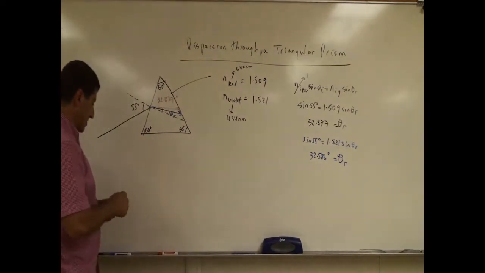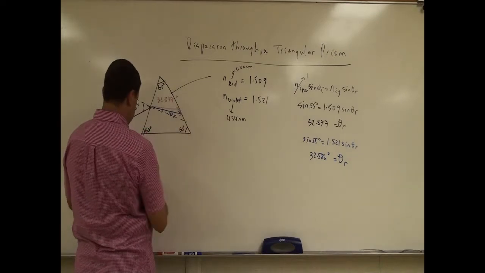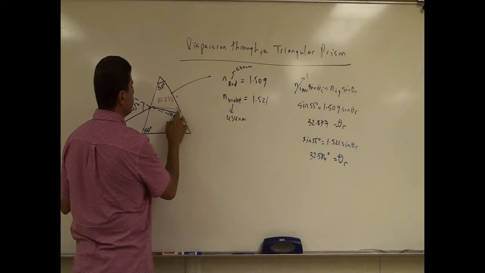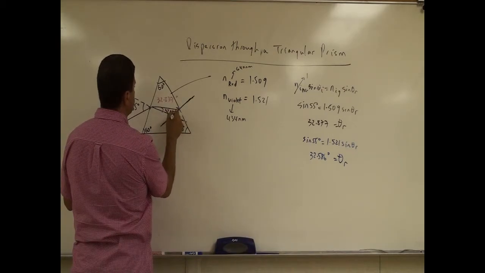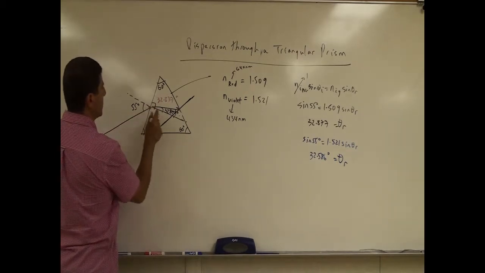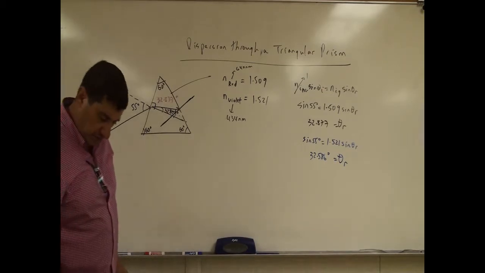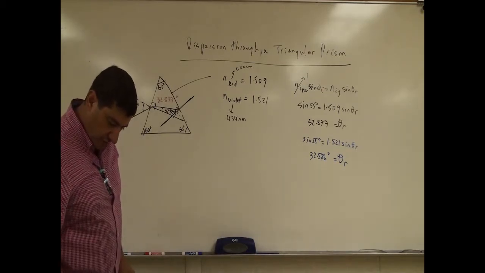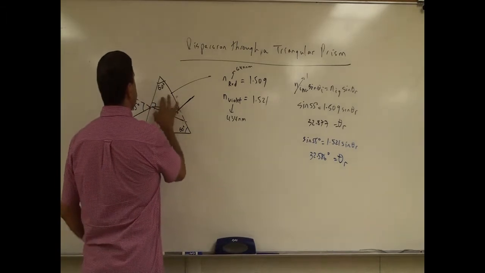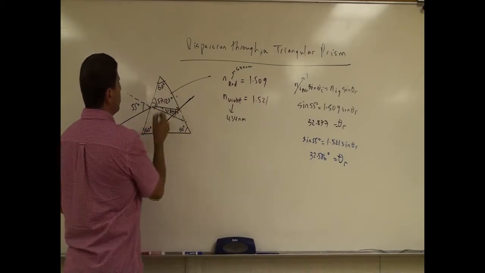So then what's going to happen when they meet the other side of the glass? Let's just concentrate on the red for now, 32.877 degrees for the red. What is this angle going to be? Well, this is 90 degrees, right? So 90 minus 32.877 is going to be 57.123. This piece is going to be 57.123.